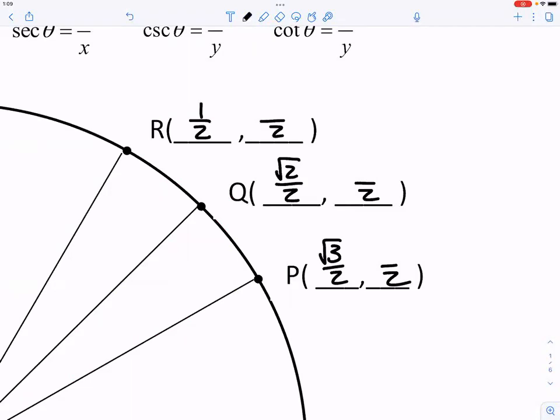And if you know the x coordinates, you know the y coordinates because they will be the same when it is √2/2. And if it's 1/2 for the x, it must be √3/2 for the y. If it's √3/2 for the x, it must be 1/2 for the y.